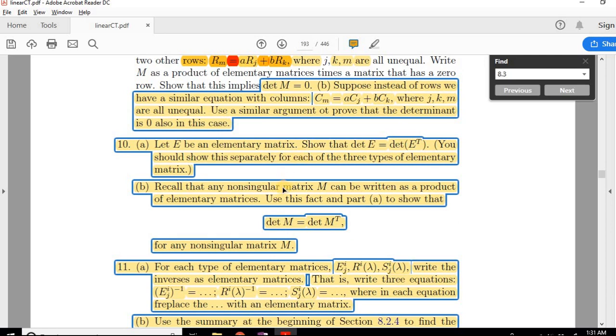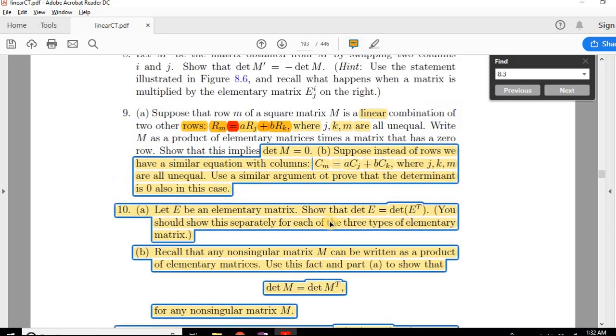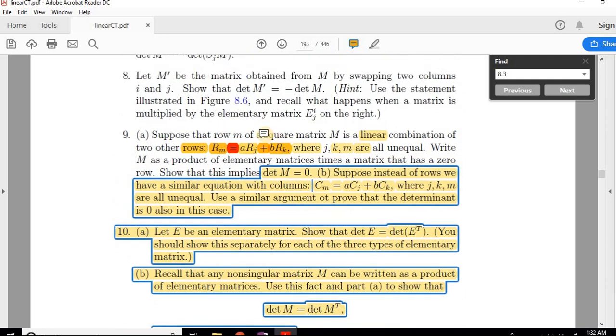All right, then part B says any non-singular matrix can be written as a product of elementary matrices. Use this fact in part A to show that the determinant of M is equal to the determinant of M transpose. Now, you will also have to use this fact up here, in figure 8.6, this fact is actually saying that the determinant of the product is a product of determinants.